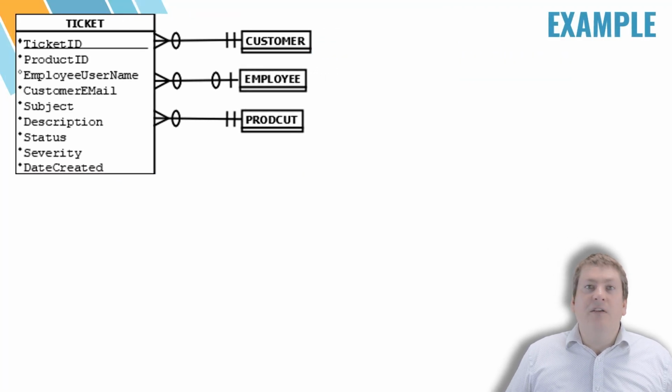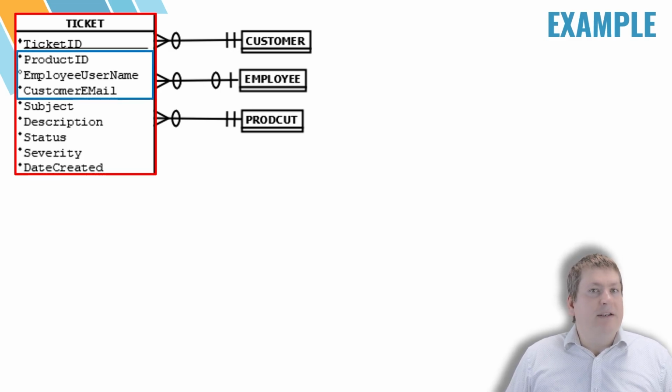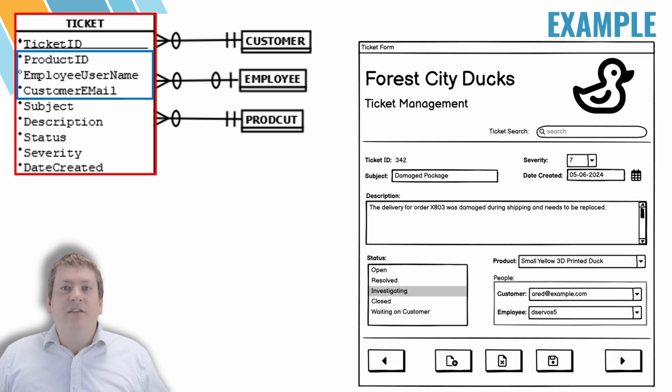Now I realize this all sounds a bit intimidating, so let's look at an example. Here we have our ticket entity. We want to make a drawing of what the application would look like that allows us to input all of this data. Note that these three attributes are foreign keys that represent the relationship between the ticket entity and other entities. Our goal is to create something that looks like this, a drawing of what the form might look like.